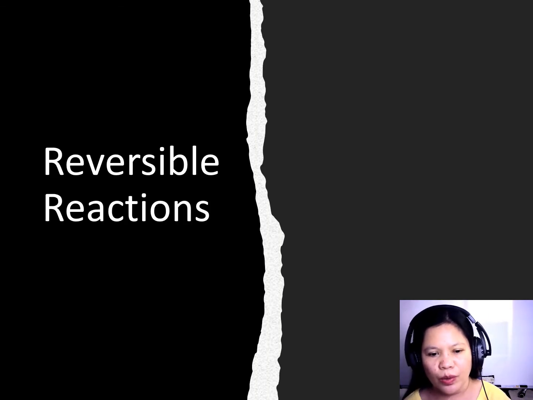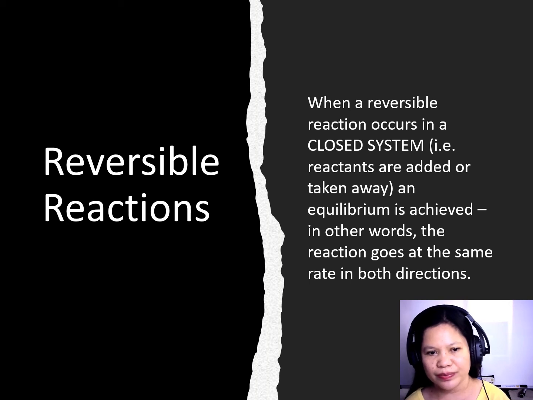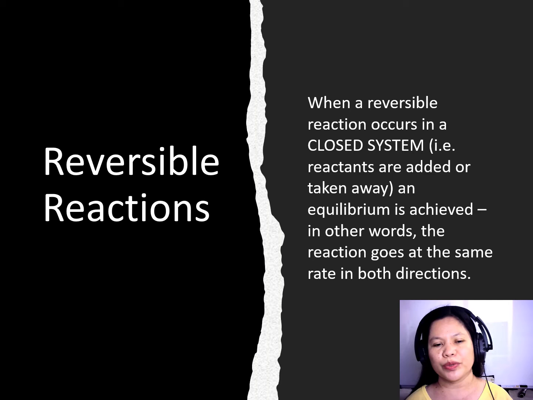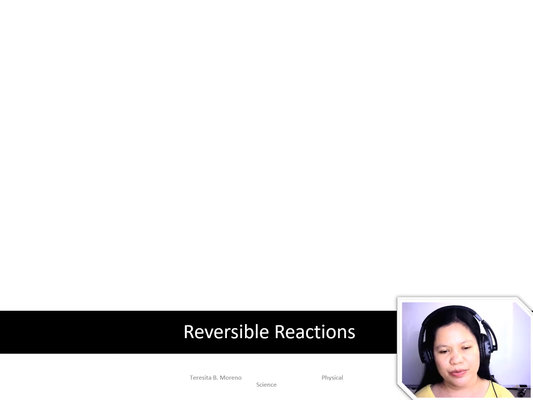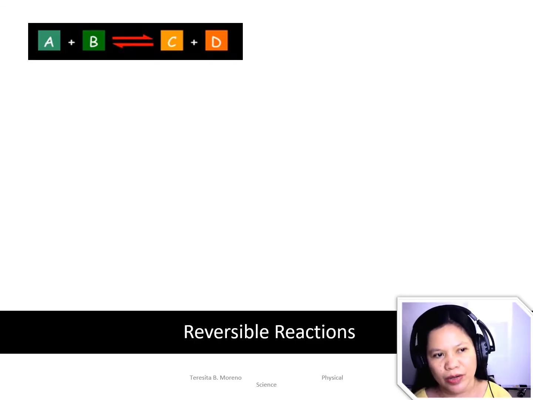Next is a reversible reaction. When I say reversible reaction, in a closed system, reactants are added to it or taken away, but it will achieve its equilibrium. In other words, the reaction goes at the same rate in both directions. So we have reversible reactions. You have here the diagram, A plus B, then the reversible symbol, then the products C plus D.